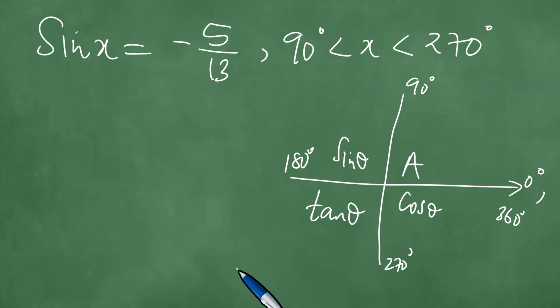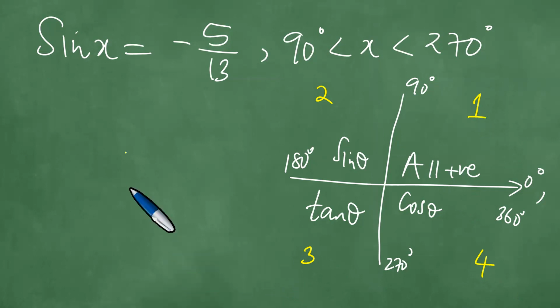We need to look for the quadrant in which the sign is negative. The A stands for all positive: all trigonometric functions are positive in this quadrant. But also, I want us to note that this one is the first quadrant, this one is the second quadrant, the third, and this one is the fourth quadrant. A quadrant is one of the four divisions of the Cartesian plane. Right, so now let us continue here and see what we get.